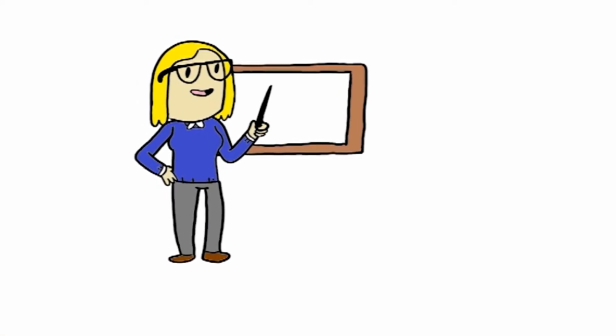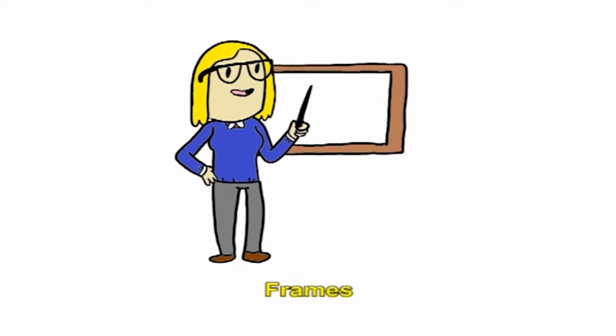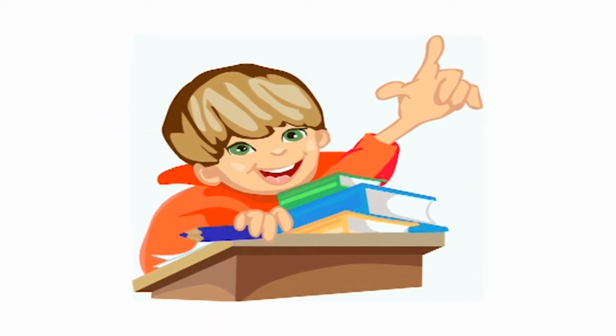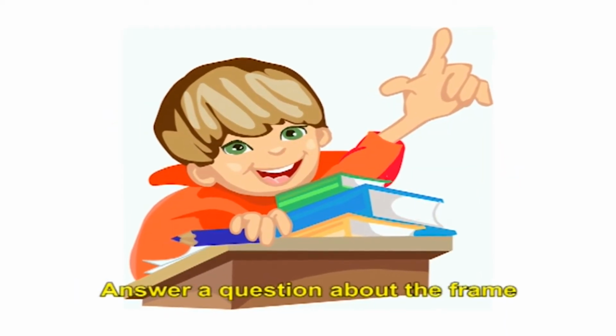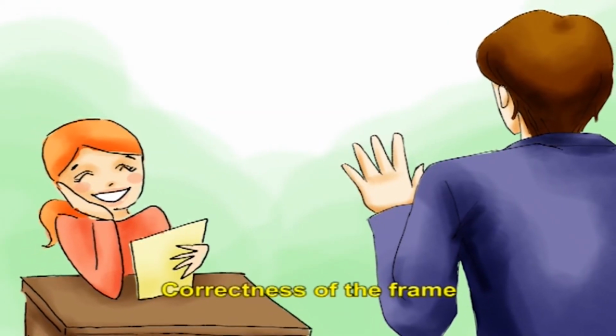In programmed instruction, the contents are broken down into pieces of instruction called frames. A frame contains statements and questions. Learners then read the frame and immediately answer the question about the frame. There is immediate feedback about the correctness of the answer.